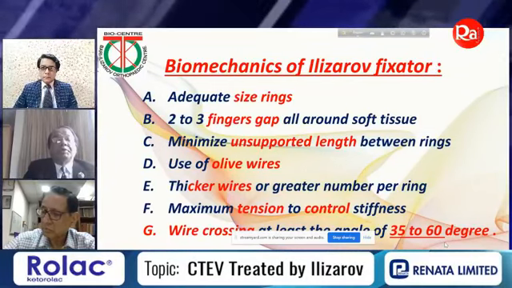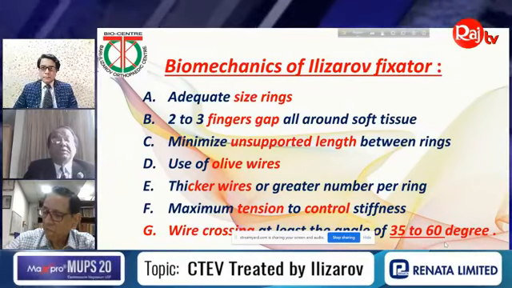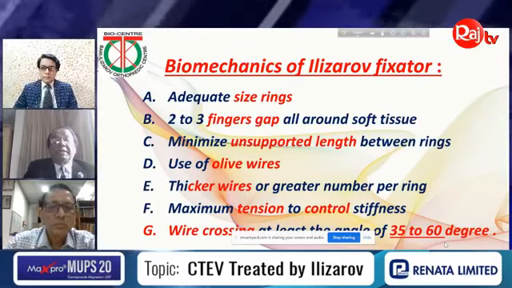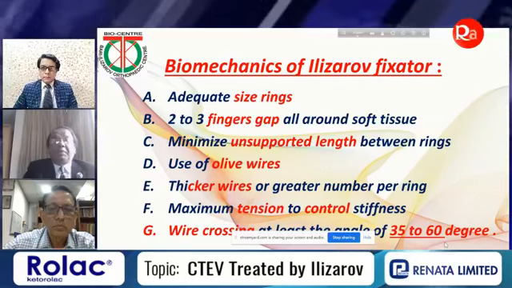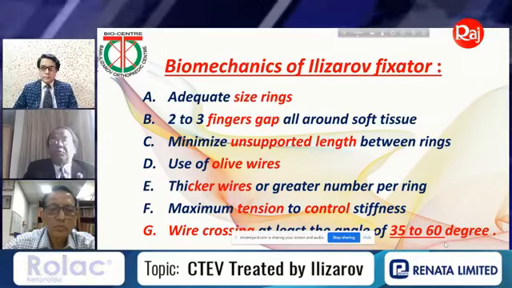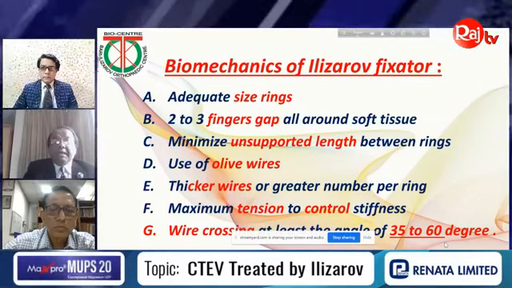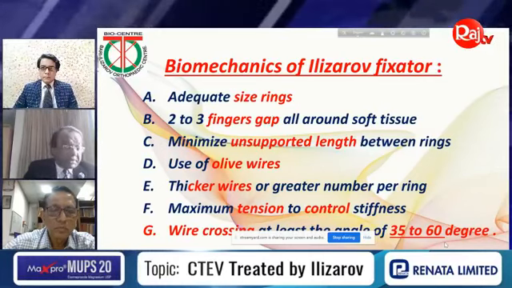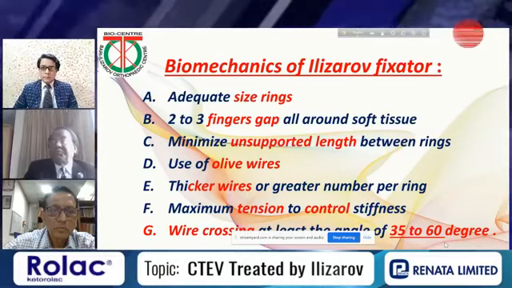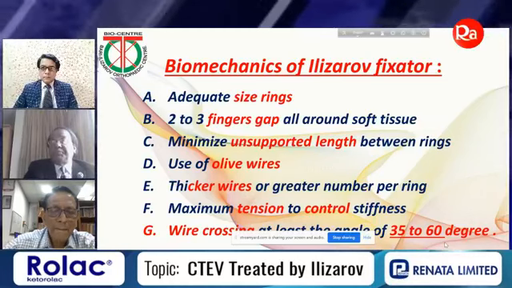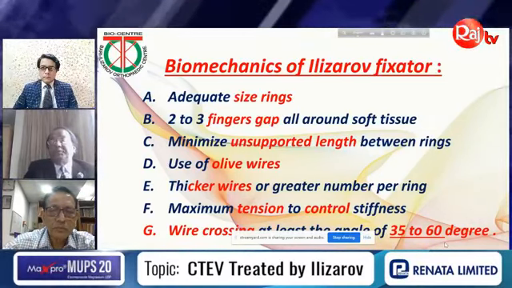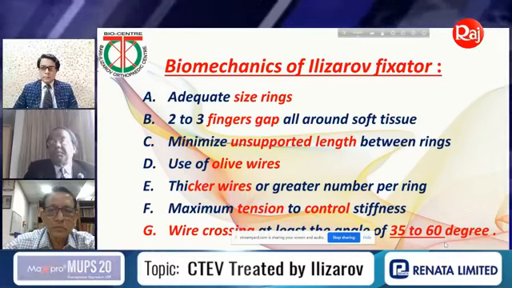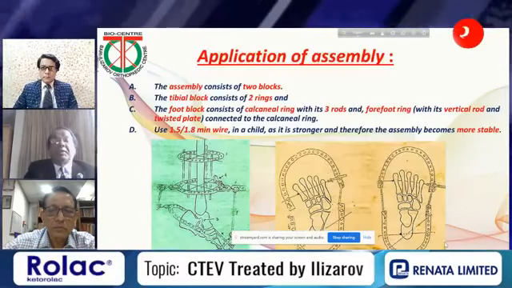Biomechanics is very important. You know that adequate ring size, 2 to 3 fingers, minimal unsupported length between the rings, use of olive wires, thicker wires, so greater number per ring, maximum tension to control stiffness, and crossing of the wires. It is better to apply 35 to 60 degrees, but from 10 to 90, you cannot go everywhere, every place. So minimally, 35 to 60 is very important.